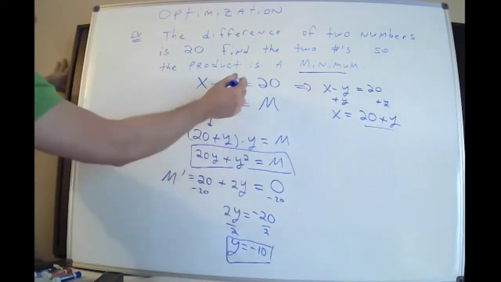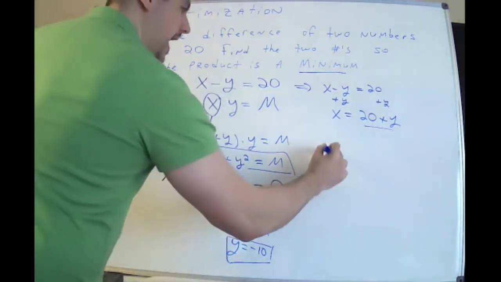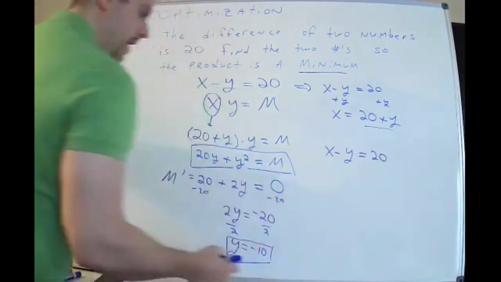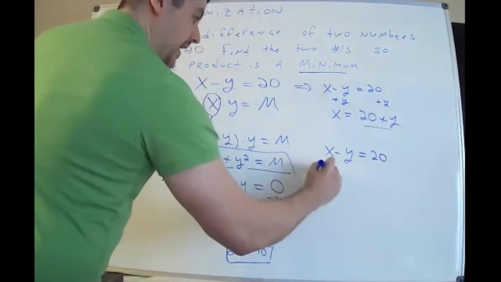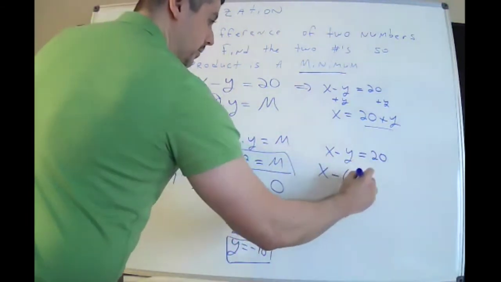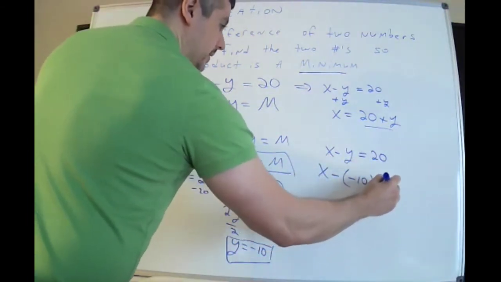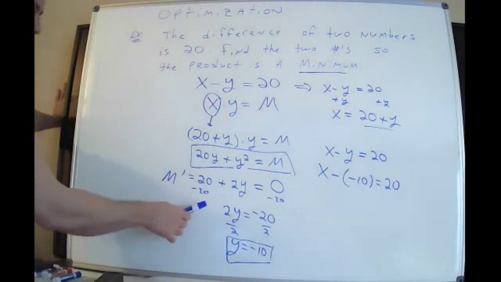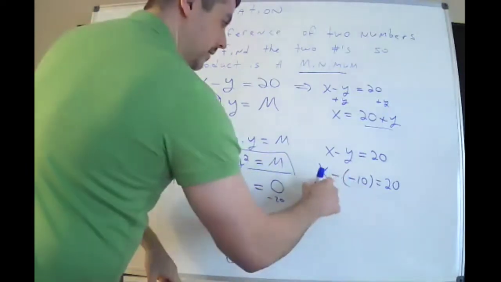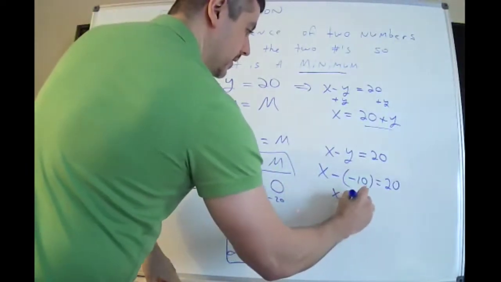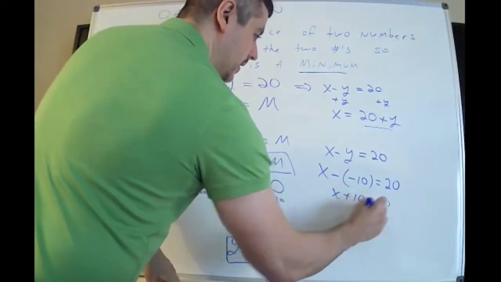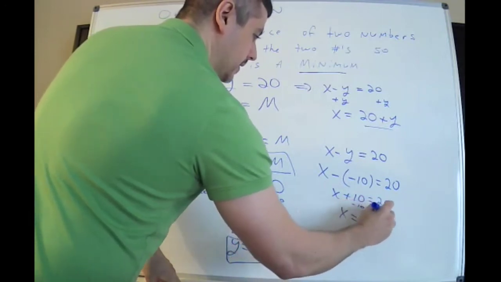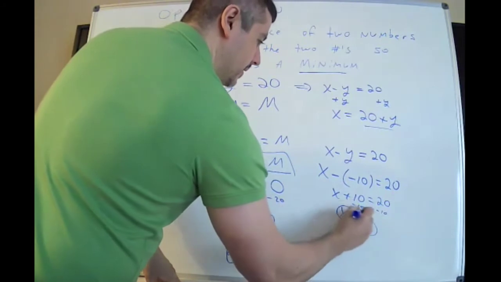I need to go back to the top one where I had x minus y equals 20 and put negative 10 in for y. Now be careful. Don't make the remedial math mistake. Replace the y with negative 10. Now figure it out. Negative, negative is positive. This means that X has to be 10, right? Subtract 10. Do it like you're 5.